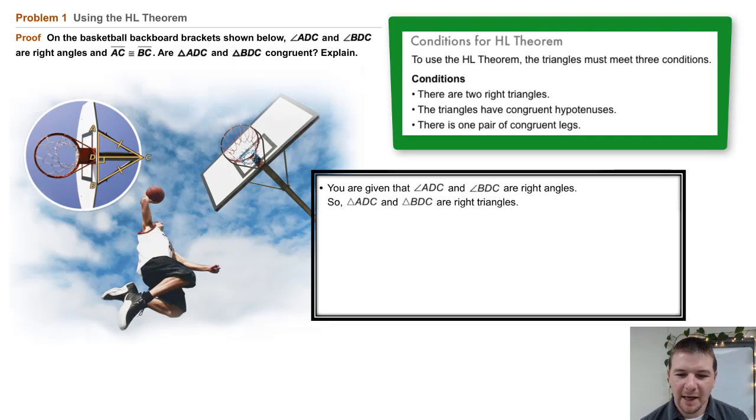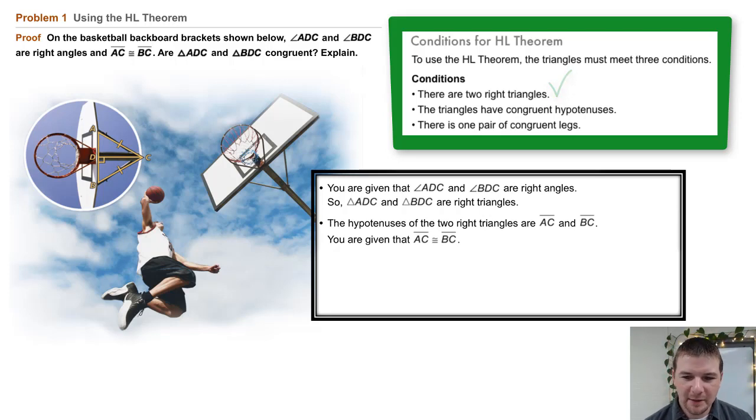Well, we're given that angle ADC and angle BDC are right angles. So triangle ADC and triangle BDC are right triangles. Condition 1 has been met. The hypotenuses of the two right triangles are segment AC and segment BC, and we're told that segment AC is congruent to segment BC. So condition 2 has been met.